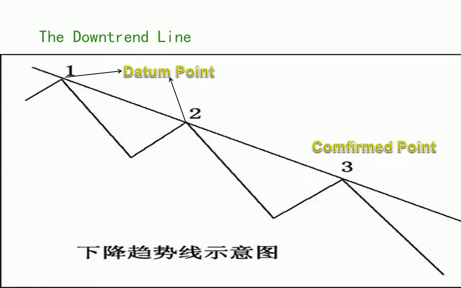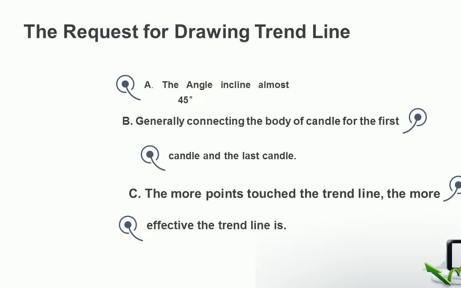Okay, so this is the uptrend line and the downtrend line. Then we can see the next one, the requirements for drawing a trend line. First, the angle is inclined at almost 45 degrees. Then the next one, connecting the body of the candle, from the first candle to the last candle. If you draw the trend line, you should decide whether to connect the body or the shadow. Both can work. If you connect the shadow, you should connect the next shadow. If you connect the body, next you should find the body to connect. Then the last one, the more points touch the trend line, the more effective the trend line is. So the more points touched, the better.